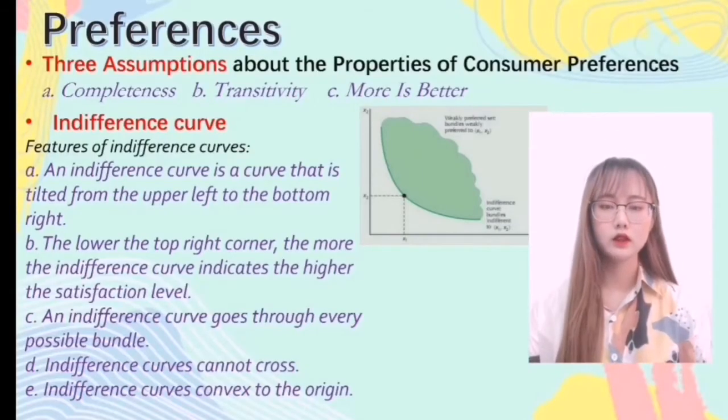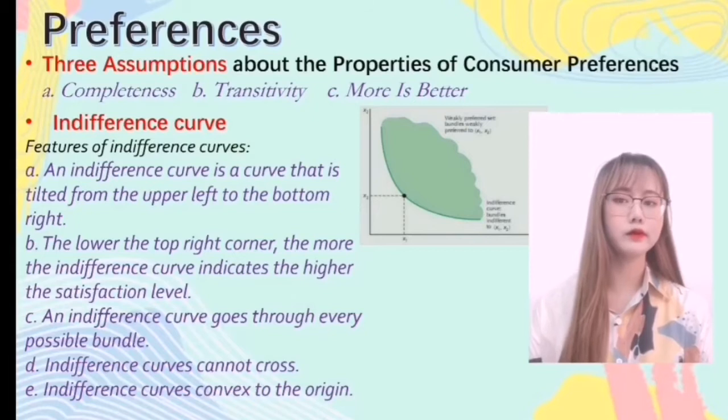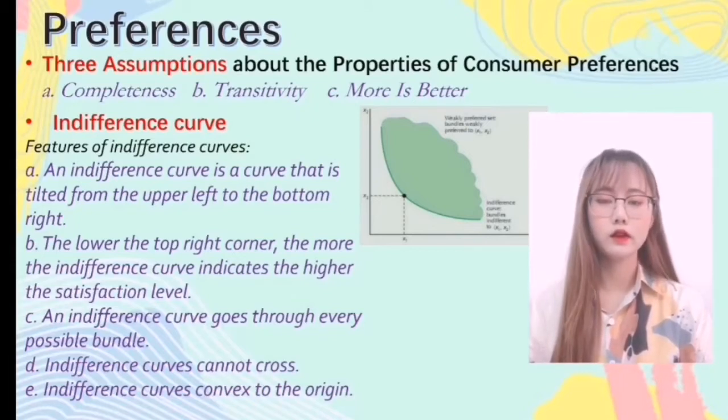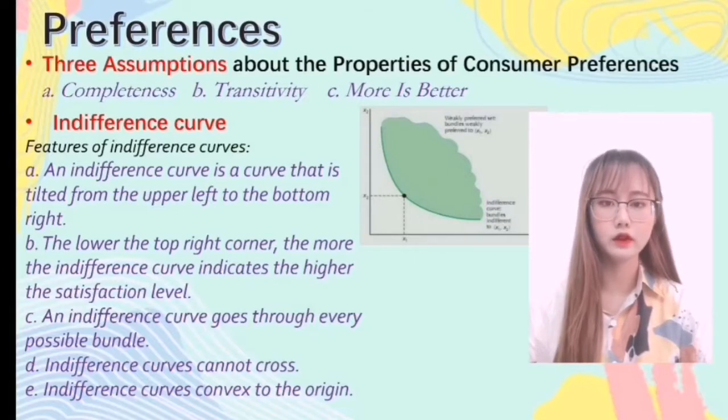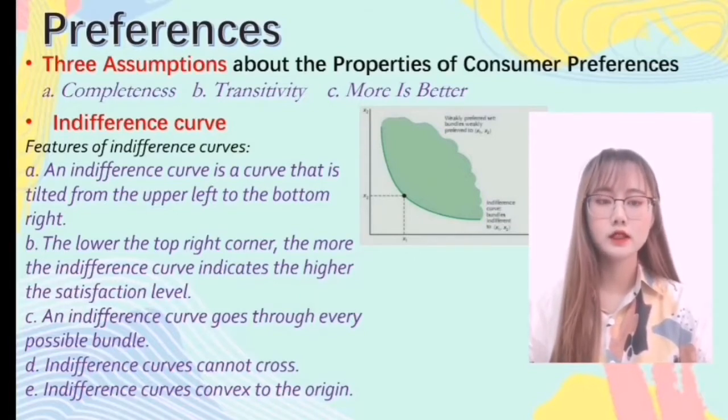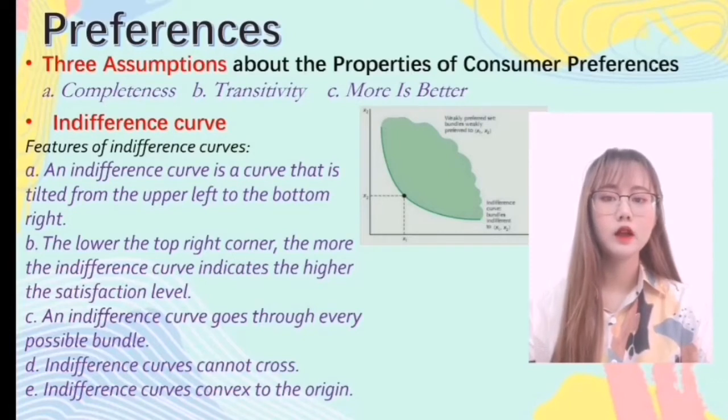Hello, I'm Lily. Now I'm going to talk about preferences. The first one is the 3 assumptions about the properties of consumer preference: completeness, transitivity, and more is better. The second is the indifference curve.